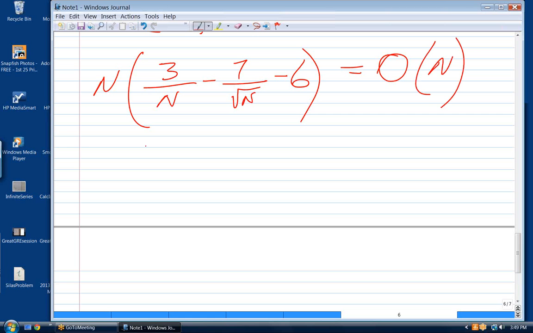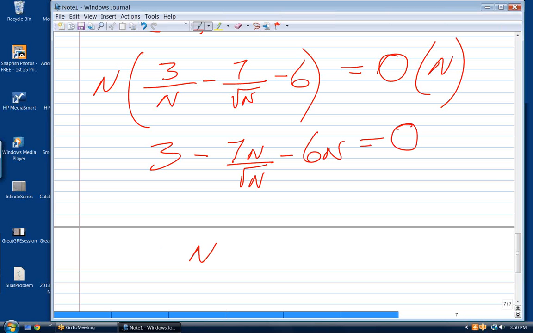Now what do we have? You get 3 minus 7 over n. Would it be 7n over n, or just 7n? Be 7 for the moment. We'll leave it like this. Minus 6n is equal to still 0.